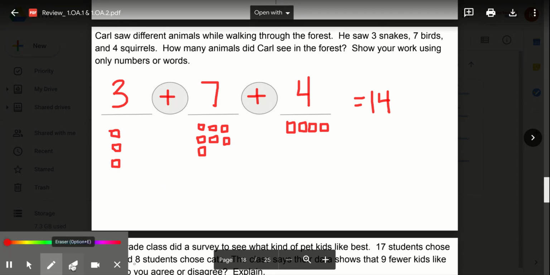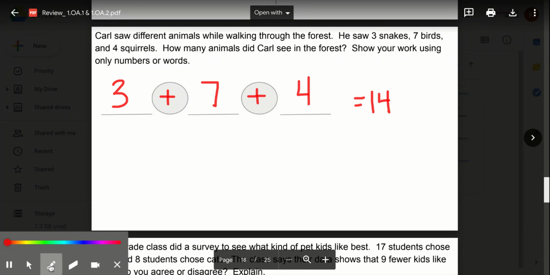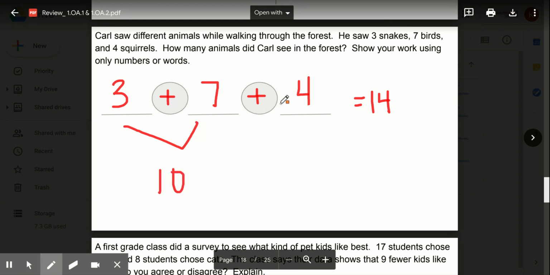Another way we can solve this is by combining and making a 10. So if you did not want to draw out your ones, you can make a 10 very easily. 7 and 3 make 10. I start with 7, the bigger number, and count up 3. 7, 8, 9, 10. And then all I have left is my 4. 10 plus 4 equals 14. Carl saw 14 animals total.